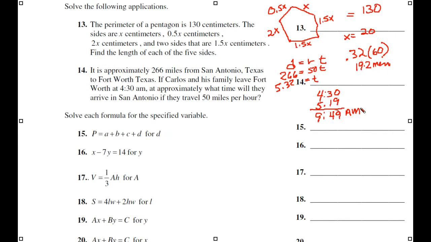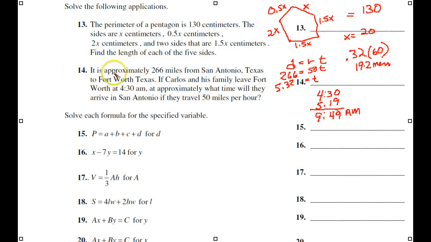Now, as we do these next two, reading it carefully, it's a pentagon, five-sided figure. Two sides are the same. One is x, one is 0.5x and 2x. Add all of these up, equal it to 130. Solve it for x. X is 20. And then you fill in your various sides.